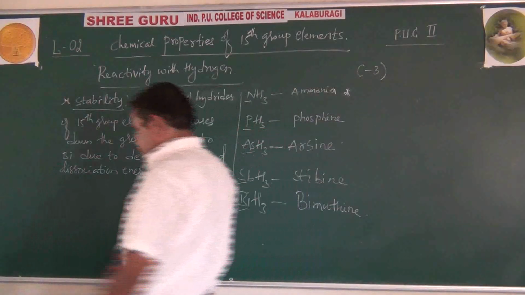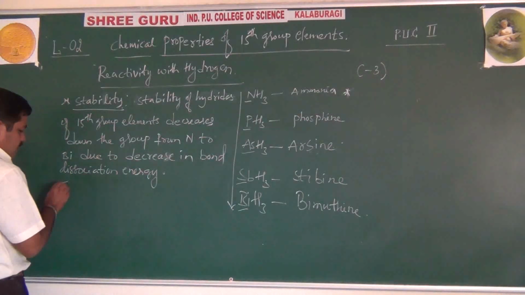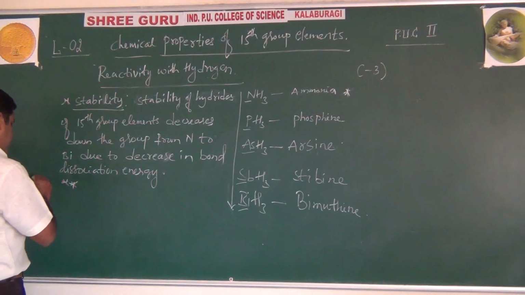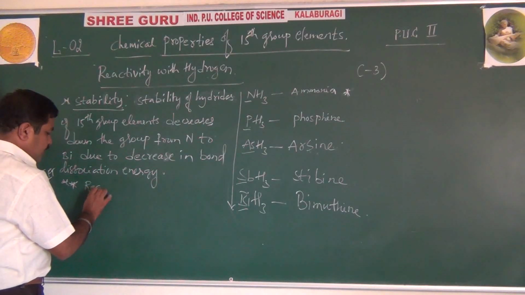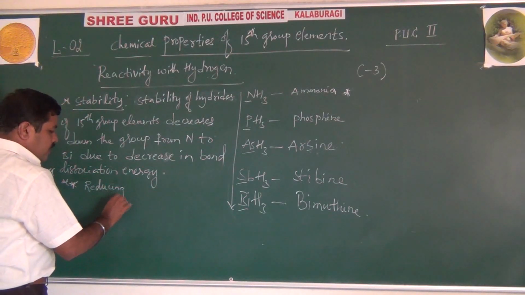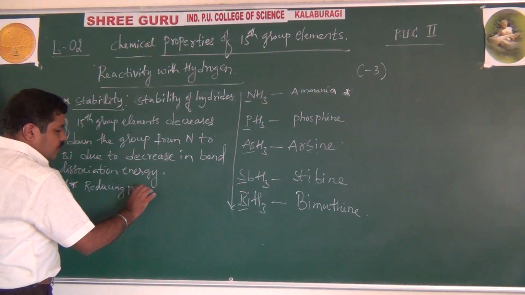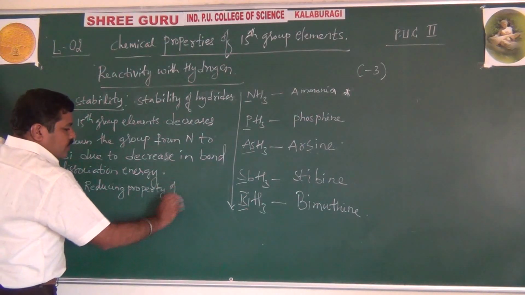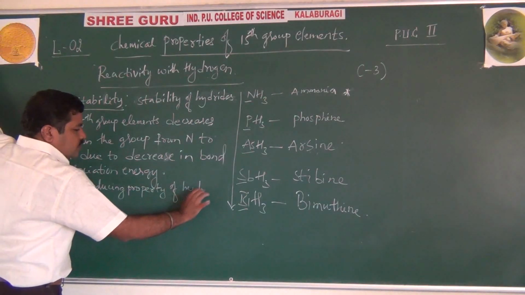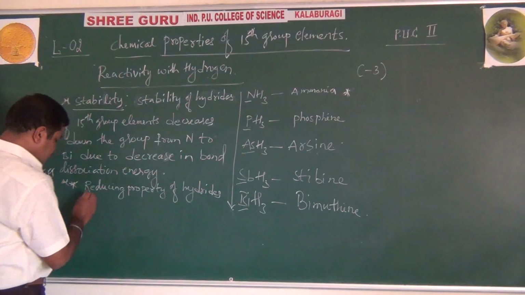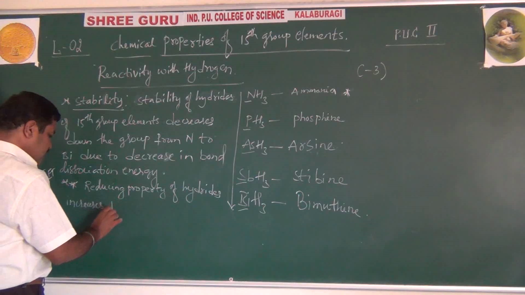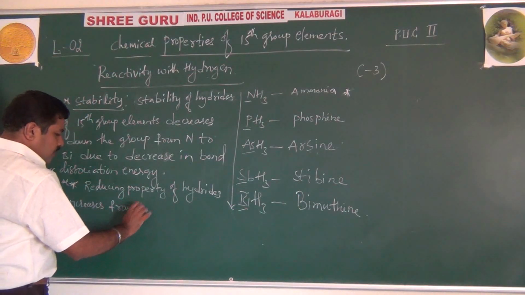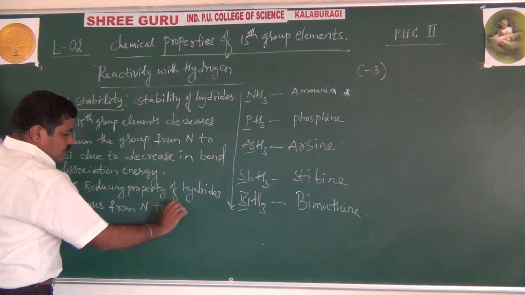That's why the second point to be noted for NEET, very important for NEET. What is that? Reducing property. Reducing property of hydrides increases from nitrogen to bismuth.